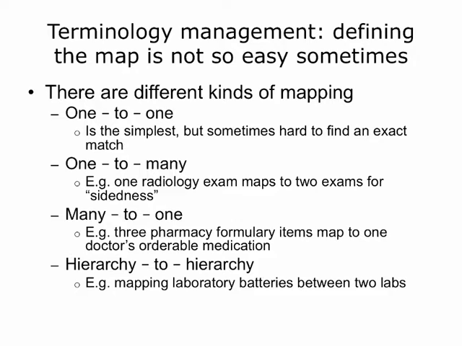And probably the most complicated of all is the hierarchy-to-hierarchy mapping. Imagine mapping laboratory test panels between two systems. One system might have tests A, B, and C in their XYZ panel, while the other system might have A, B, D in their XYZ panel. When it comes to terminology mapping, you have to figure out if you are dealing with the same thing. It can be very complex. That is why special terminology management systems are so useful.